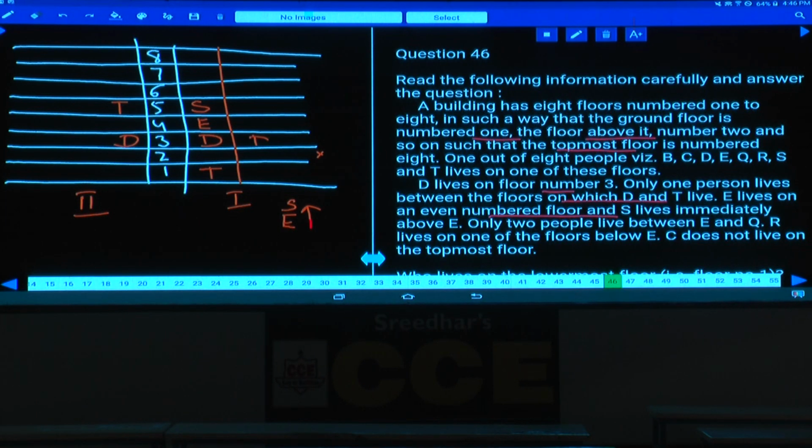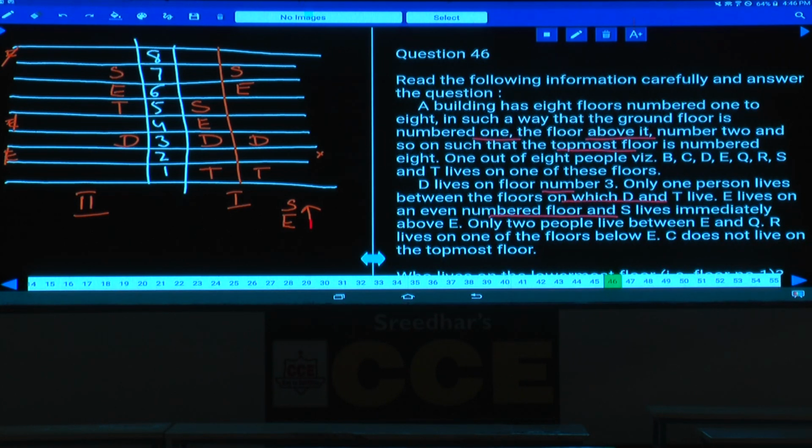D is here and T is here. E can be on the 6th floor as well. If E is here, then S will be here, isn't it? E can be either on the 4th floor or on the 6th floor. Again, coming to this one, E cannot be on the 2nd floor. Here E cannot be on the 4th floor, and E cannot be on the 8th floor, because if E is on the 8th floor, S must be above this person, not possible. Hence, E must be on the 6th floor. If E is here, then S will be here.